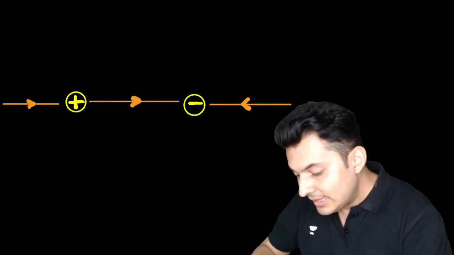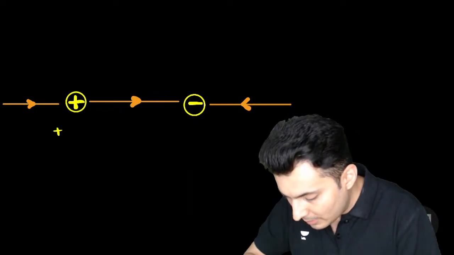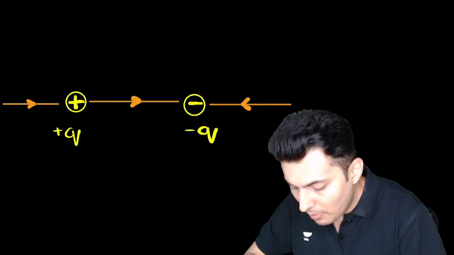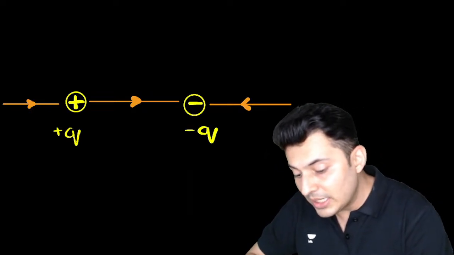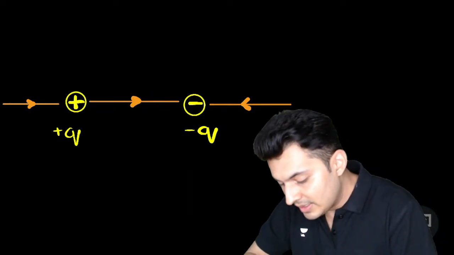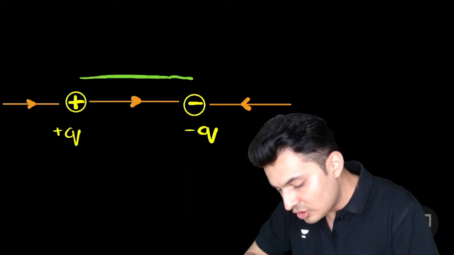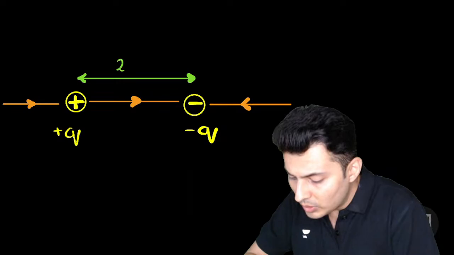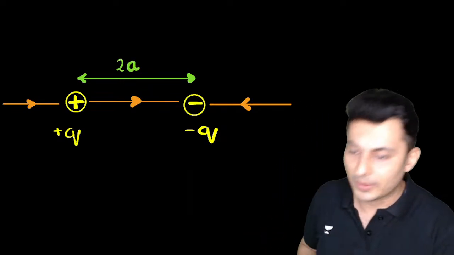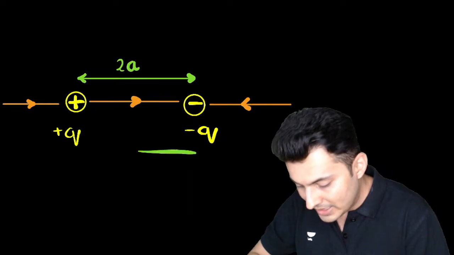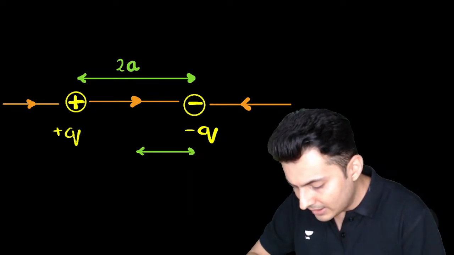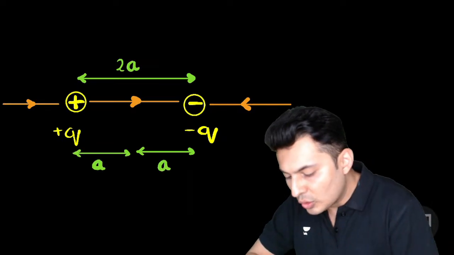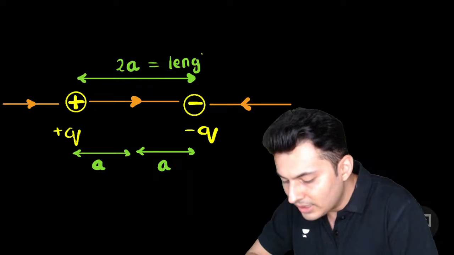Now, these charges, if I give them some names, let's say this is plus Q charge and this is minus Q charge. Then the distance between these two charges is called the length of the dipole. The length of the dipole is always given the symbol 2A, where A is half the length. Each one is A and A. So 2A is the length of the dipole.